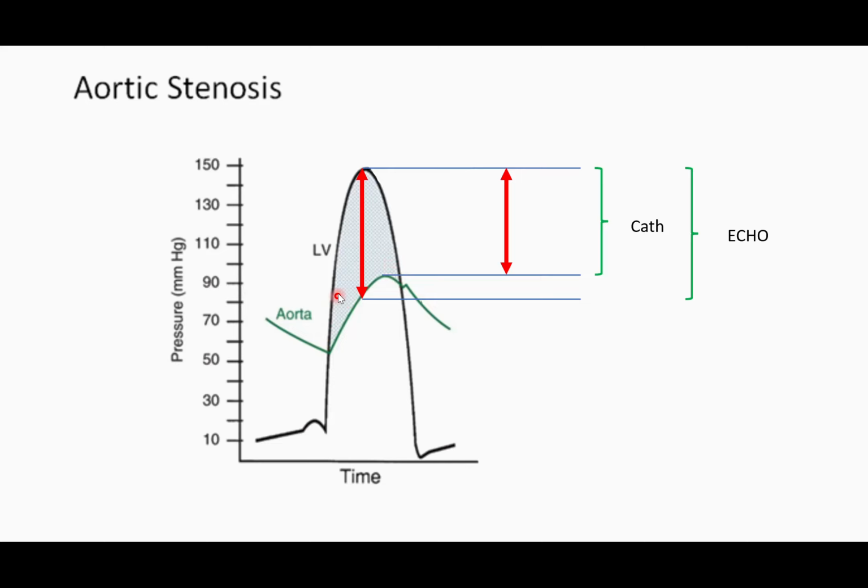However, when we measure the mean gradient across the left ventricle and the mean gradient across the aorta, and we subtract these from each other, we get similar results from either the cath lab or the echo. So this difference between the measurement of the peak in the cath lab and the echo is much less with the mean pressure gradient measurement. So it is better to measure the mean gradient and to depend on the mean gradient in aortic stenosis rather than the peak gradient.